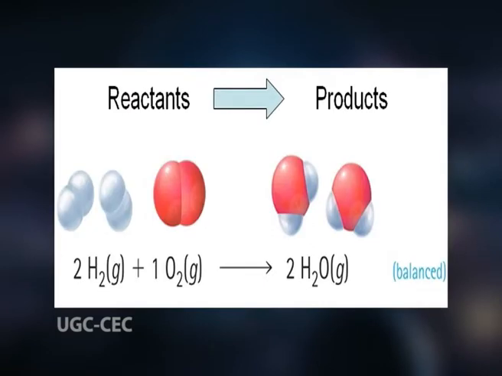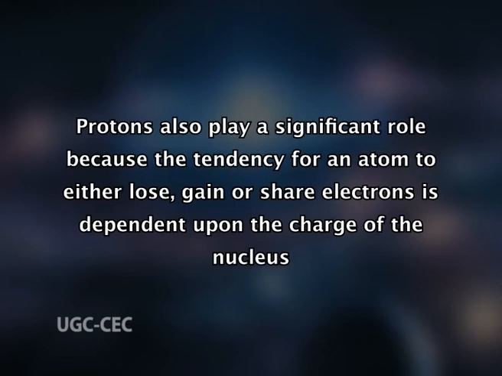Chemical reactions involve either the transfer or the sharing of electrons between atoms. Therefore, the chemical properties of an element are primarily dependent upon the number of electrons in an atom of that element. Protons also play a significant role because the tendency for an atom to either lose, gain, or share electrons is dependent upon the charge of the nucleus.